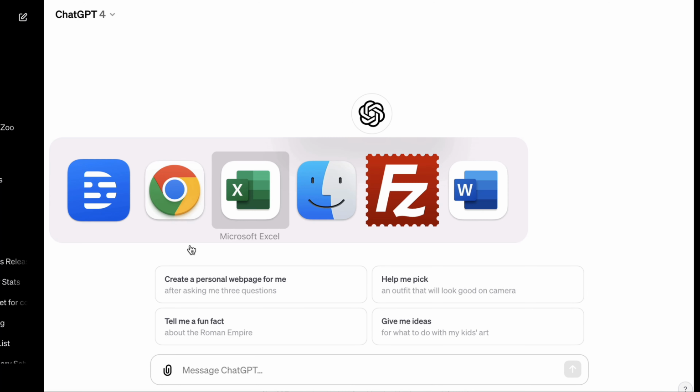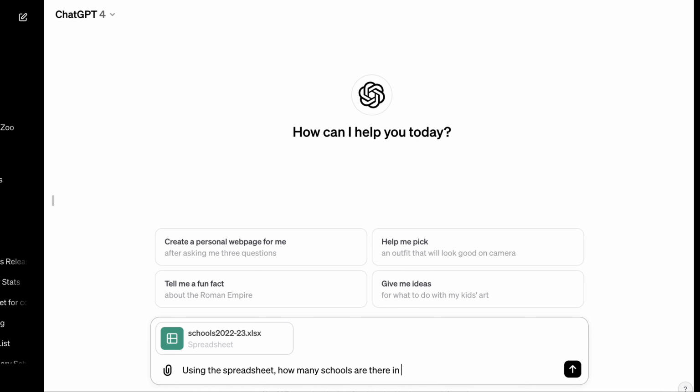Looking at the list there, you can find some very interesting information. But since ChatGPT came along, I found it even more useful because I can find information that I'm really interested in. What I can do is actually upload the spreadsheet itself, so I'm going to do that. Schools 2022 is what I've called it here. I'm going to ask ChatGPT, using the spreadsheet, how many schools are there in Ireland? You need to be accurate with ChatGPT, so I'll put in primary schools.